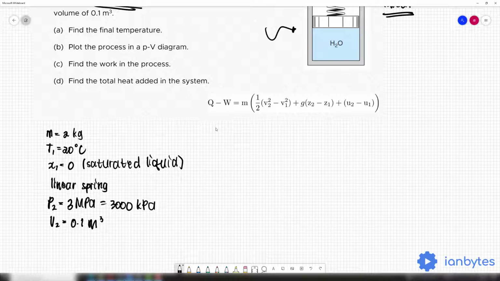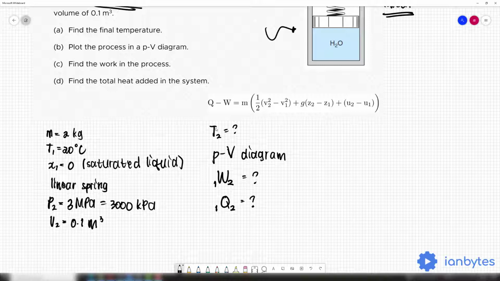So, yung mga bagay na pinapahanap sa atin, una sa lahat ay yung final temperature T2. Also, we are asked to draw the pressure versus volume diagram, or basically your PV diagram. And we are asked to solve for the work done in the process. So, tawagin natin W12, the work done from point 1 to point 2, or from state 1 to state 2. And finally, we are also asked to solve for the total heat added on the system, which we are going to call Q12.